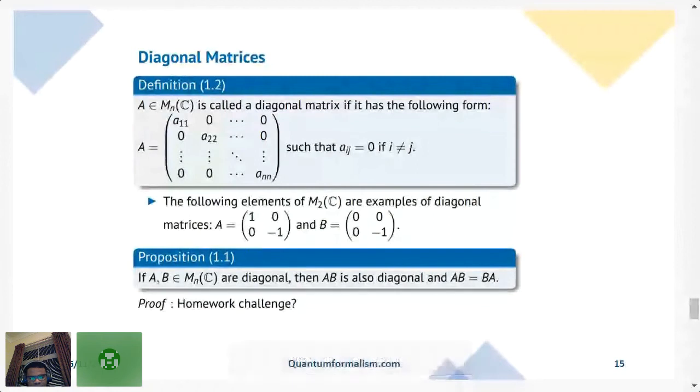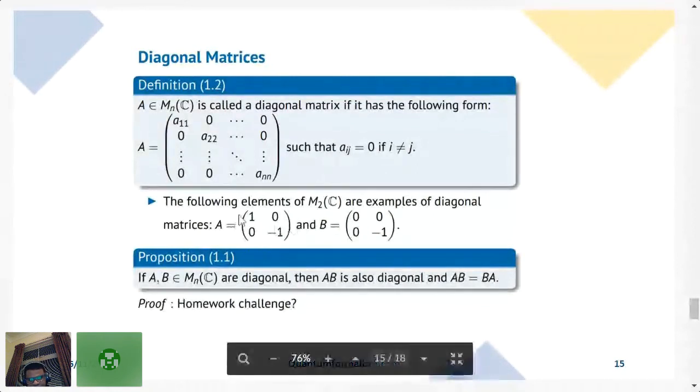Okay, so this matrix is also diagonal, right? Some of you will already know, this is one of the quantum gates, one of the Pauli matrices, right?